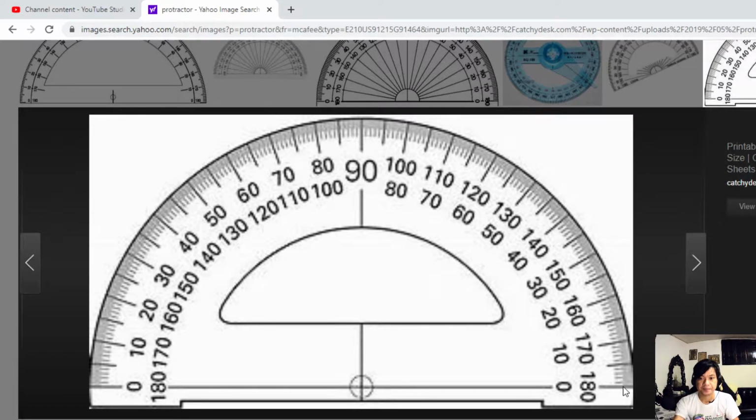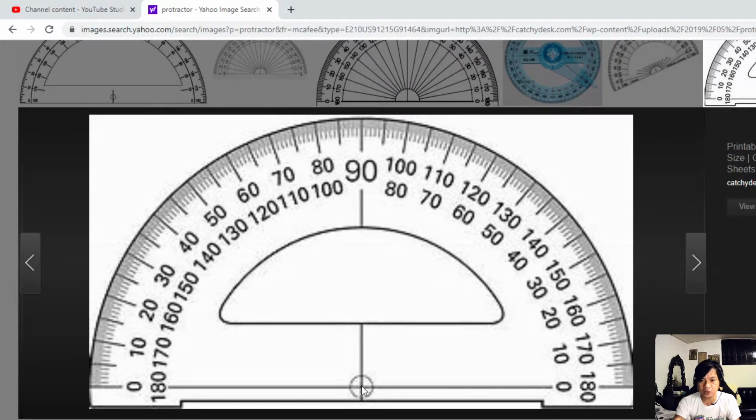Okay? Let's move on kung paano ba gamitin ang protractor, paano natin ma-measure ang angle. First thing to do is, hanapin nyo yung vertex ng angle. Pag nahanap na ninyo, itapat nyo yung center ng protractor. So, ang center ng protractor is ito, itong circle dito sa gitna. This is the center of the protractor.